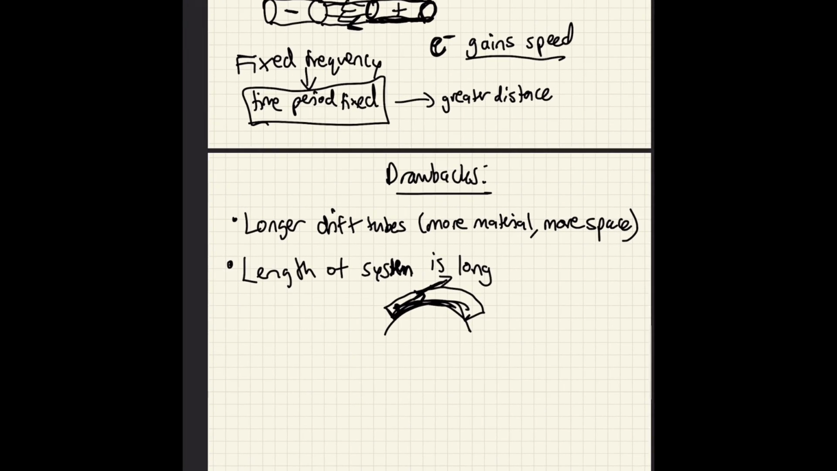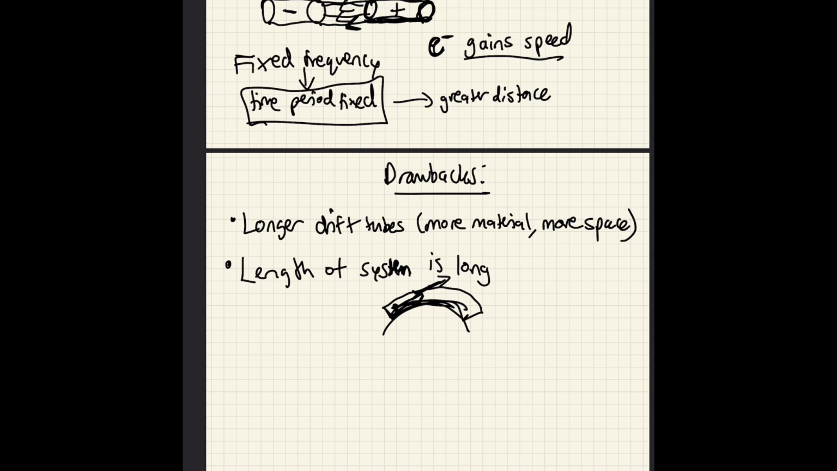Instead, we want to confine the electron to a fixed space, fixed length. And so for that, we use something called a cyclotron, which I will discuss in the next video.